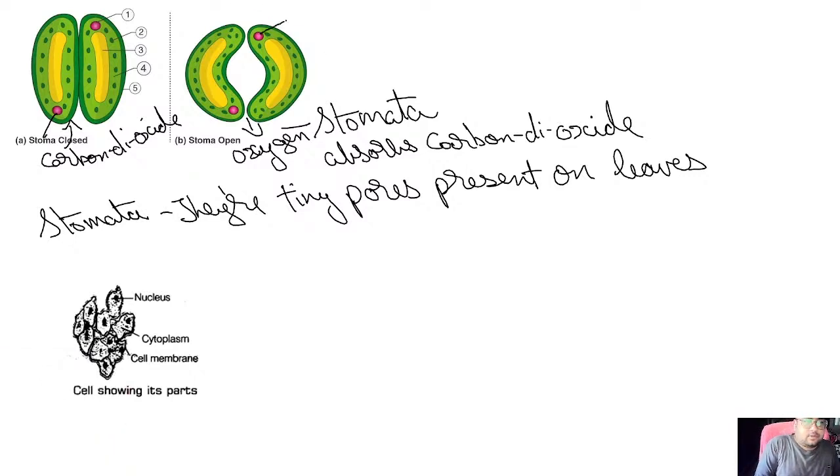They are known as guard cells. These are small cells present in stomata, which make them open and close. When it is closed, the carbon dioxide is taken inside, and when it is open, the oxygen is released. So this is what happens.